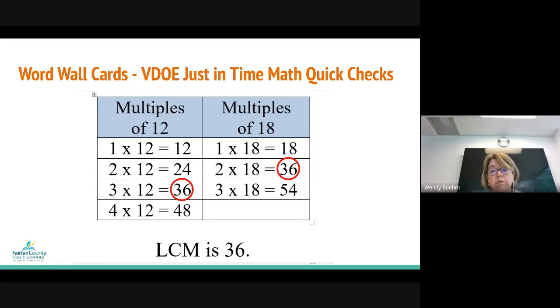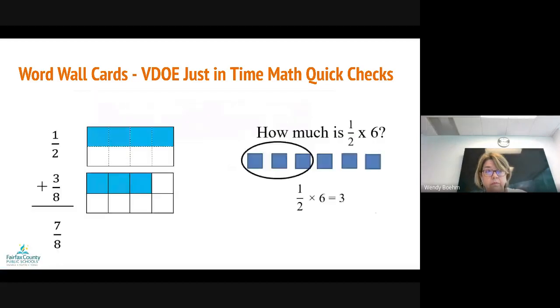Finally, they're going to need to know how to multiply fractions. Using the just-in-time quick check cards, this is a reminder for the students of how to do the specific steps. These are two other cards that are available, and the first one shows us one method of knowing how to add and subtract numbers with unlike denominators, and the second tells us about multiplying fractions and reminds us with visual models.